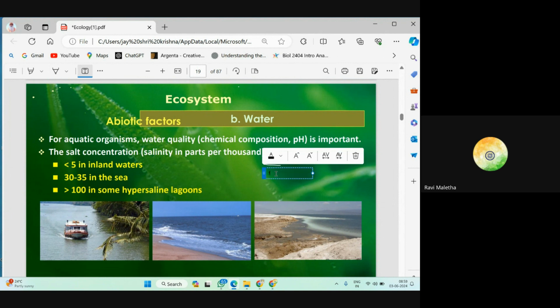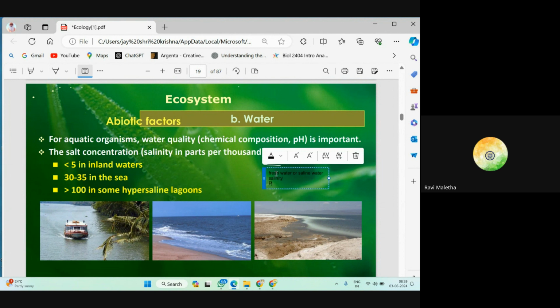So first is fresh water or saline water. If it is fresh water, the type of organism will be different, and if it is saline water, the type of organism will be different. Second, if the water is saline, the salinity. Salinity means how much salt is present. That will also define the types of organism present in the aquatic body.